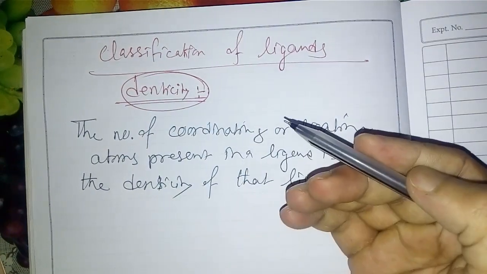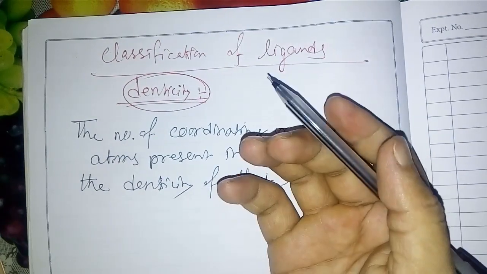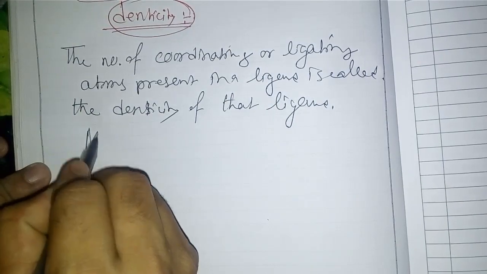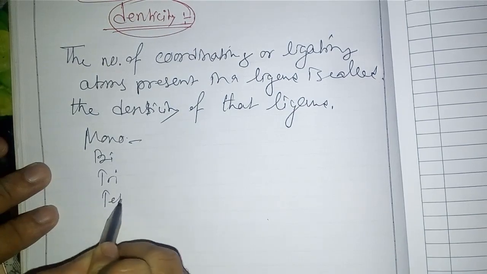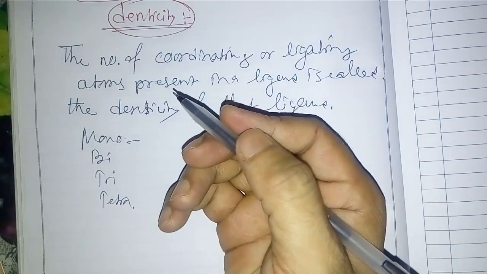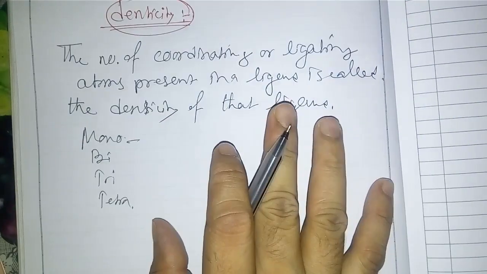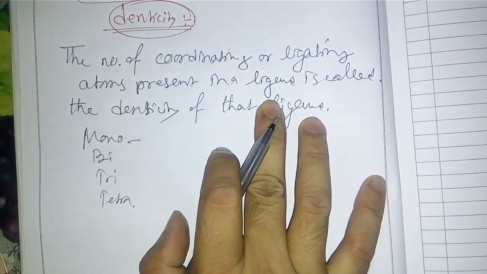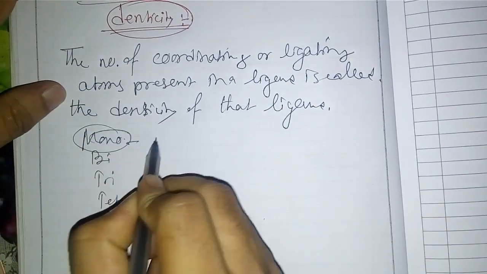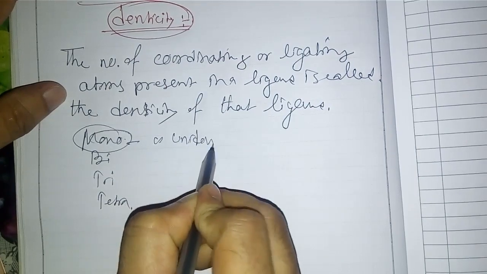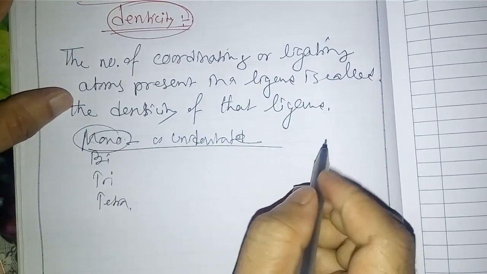So how many types of denticity are there? Many types. One is monodentate ligands, another is bidentate ligands, then tridentate, tetradentate, pentadentate, and hexadentate. First type of ligand is monodentate or unidentate, dentate, D-E-N-T-A-T-E.